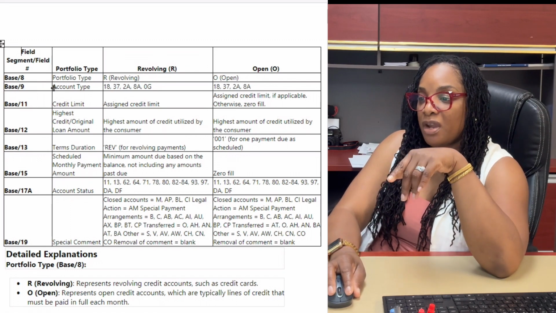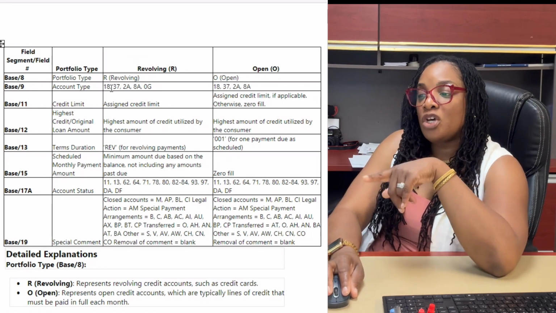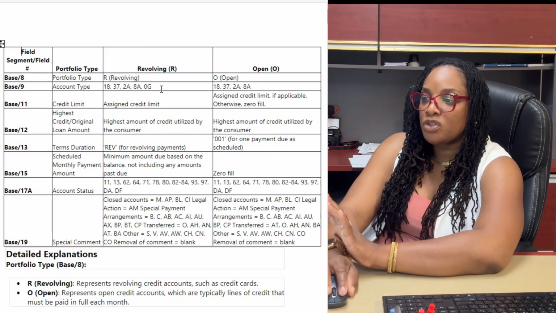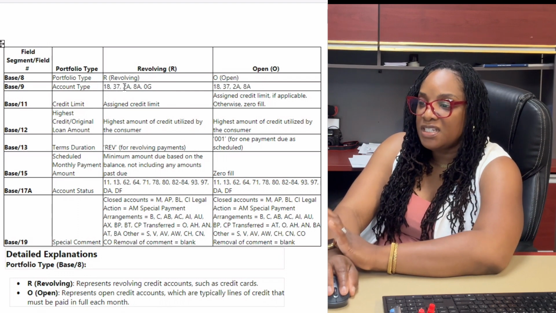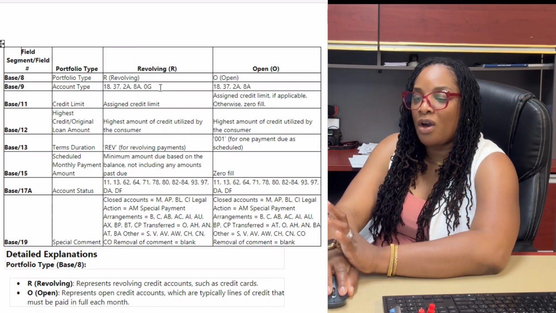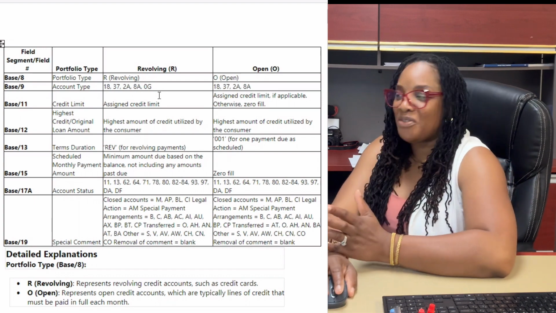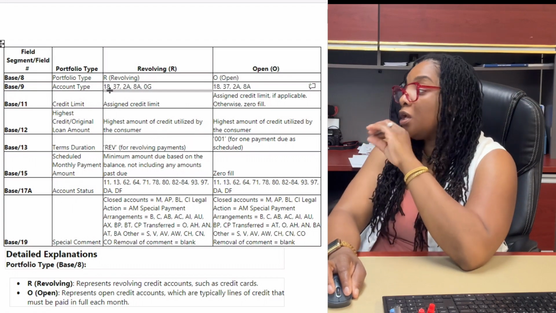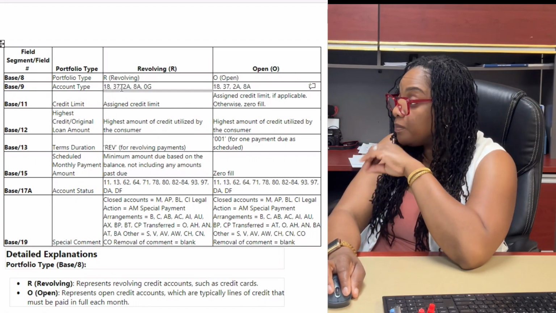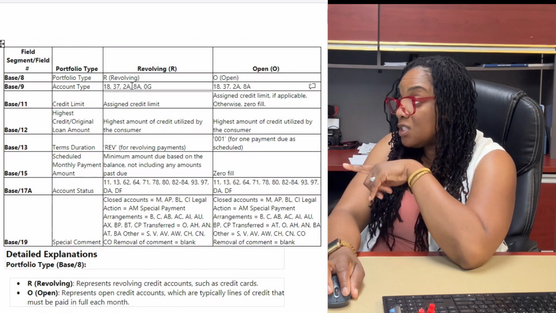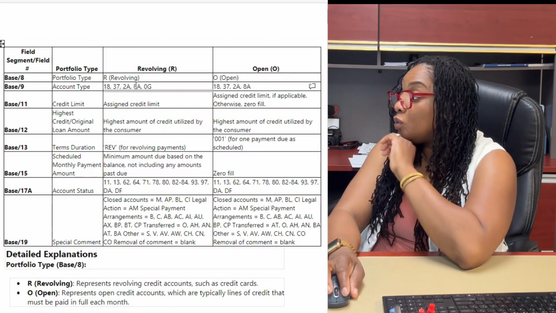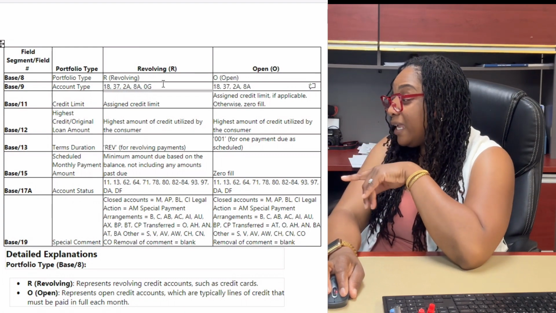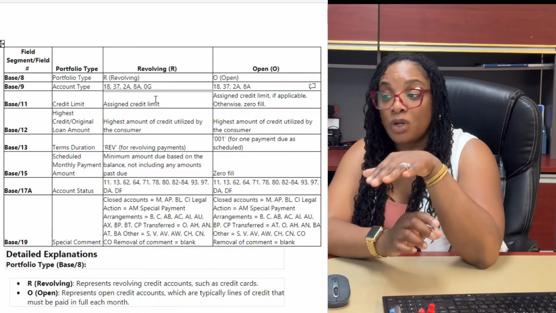Then you have base segment character field 9, account type. If you catch stuff like this on your report and you're doing Metro 2, and you see 18, 37, 2A, 8A, OG, you're like, what does all that mean, right? I'm here to tell you what it all means. Code 18 is bank card. Code 37 is line of credit. Code 2A is unsecured loan. Code 8A is auto lease. Code OG is secured credit card. And these are required fields.